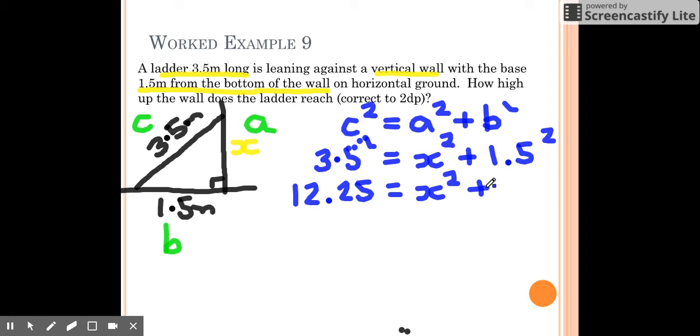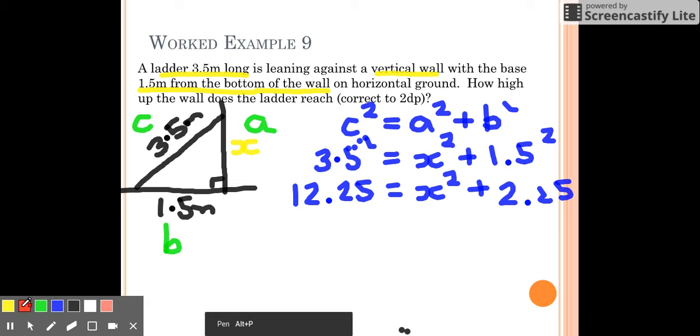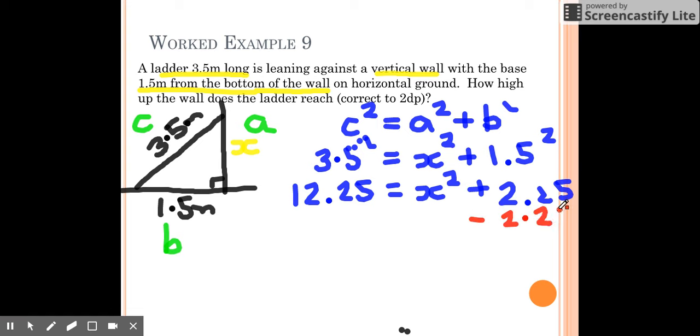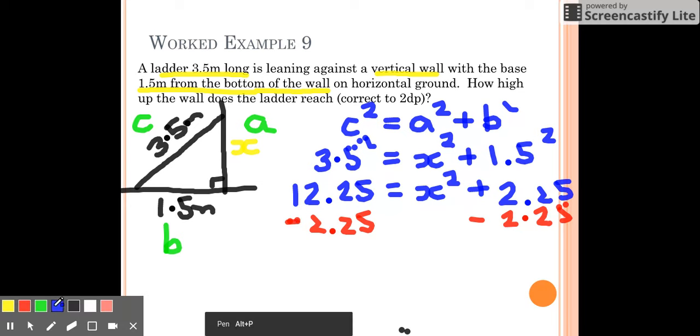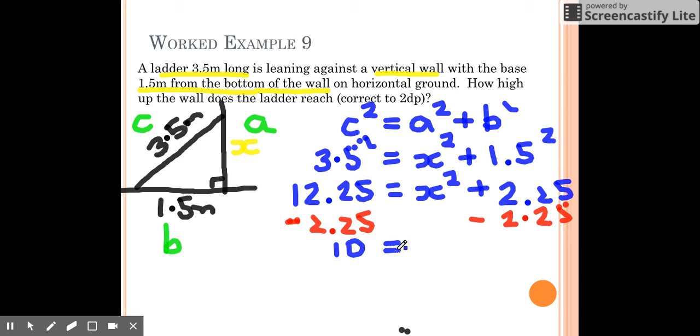1.5 squared, I could do that in my head kind of quickly. I could actually do 15 times 15, which is 225, and then move the decimal place. Or I could just use my calculator. 2.25. Okay. I want x on its own, or the x squared, so I'm going to take this 2.25 from this side, which means I have to take it from this side as well. I wrote a little bit quick, and it looks like a dot dot. 12.25 take 2.25 is going to be 10. 10 equals x squared.